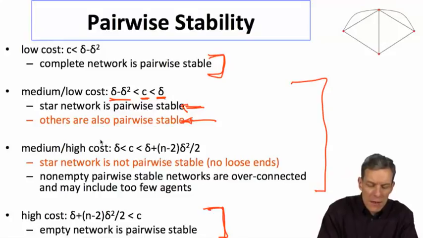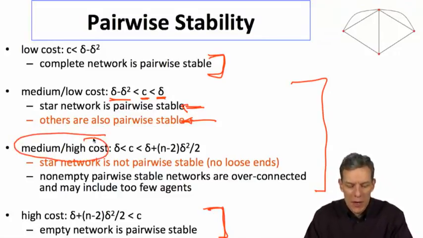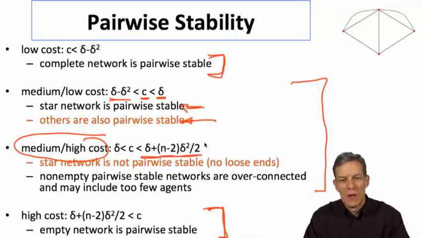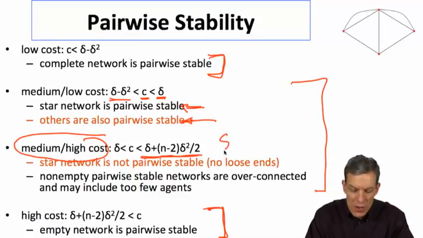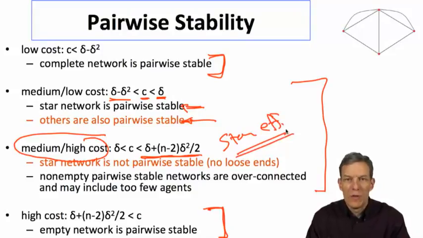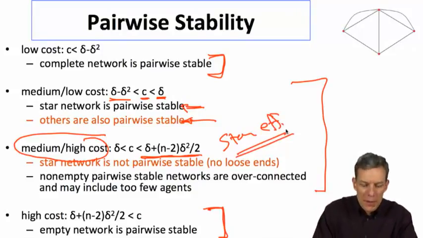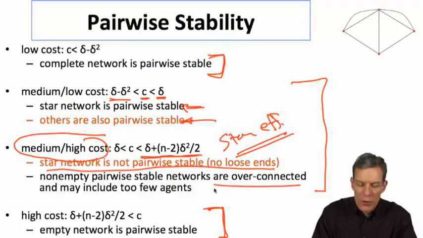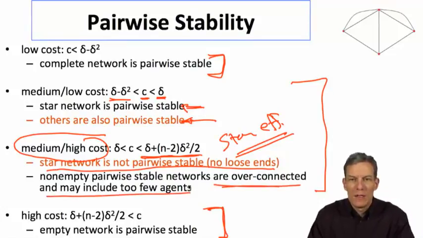The interesting case breaks in to this part where now we're dealing with a medium high cost. Here, C is bigger than delta, but still less than delta plus (n minus 2) delta squared over 2. So this is a situation where the star is efficient. So society would like the star to form, but the star network is not pairwise stable. And in particular, non-empty pairwise stable networks are going to be over-connected and may include too few agents.